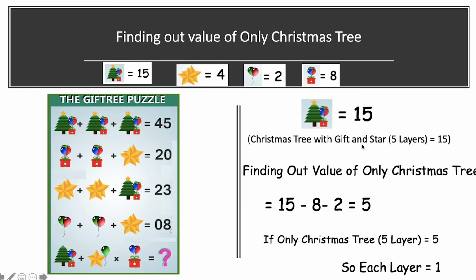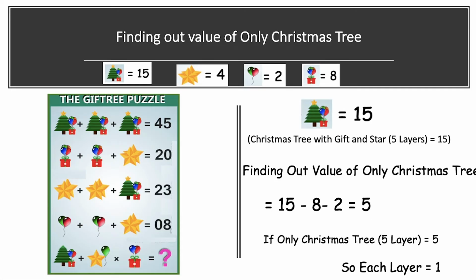So the Christmas tree with gifts and star having 5 layers had the value 15. If we have to find out the value of only the Christmas tree, then we have to minus out the value of the star and gift box from the Christmas tree. So that is 15 minus star, that is 2, because one star has the value 2, so I have written 2 here, and one gift box, that is minus 8. So 15 minus 8 minus 2 is equal to 5.